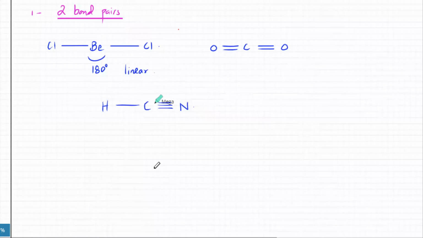Okay, so don't think of this as four bonds. Think of this as two pairs. This should be treated as one thing.